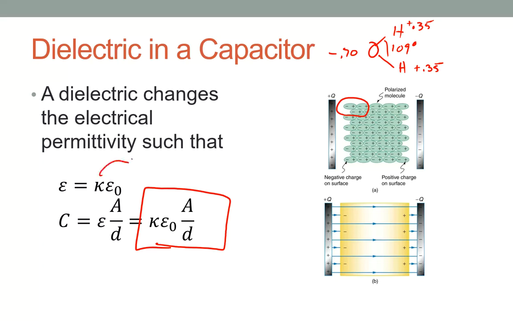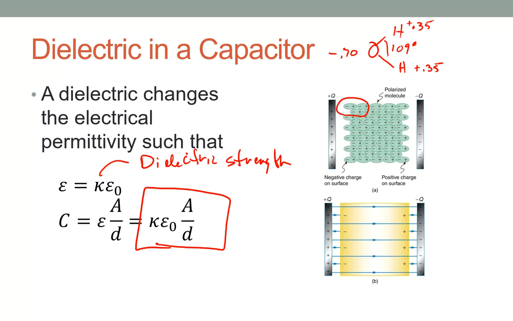Kappa is the dielectric strength. And so kappa times the permittivity of free space gives me the permittivity. So if you know kappa, you know epsilon. If you know epsilon, you know kappa. It's easier to write it this way. And then kappa is 1 for a vacuum, bigger than 1 for anything else.